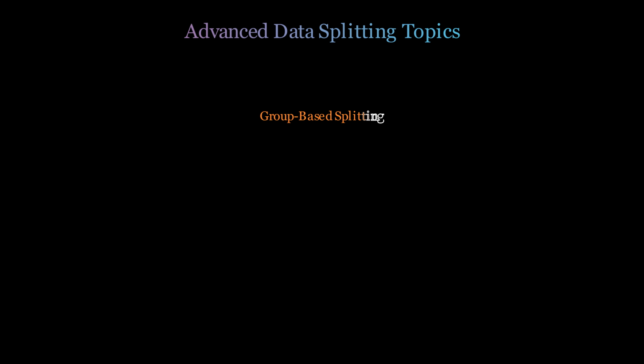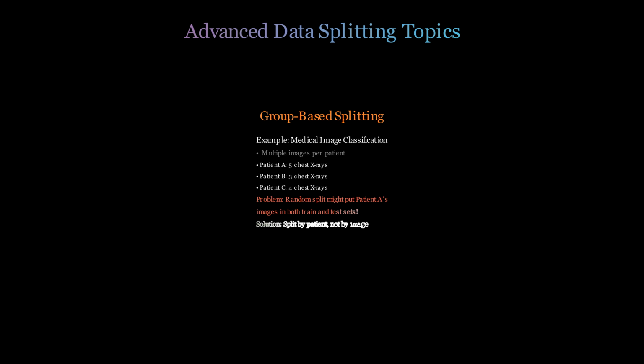Group-based splitting handles scenarios where data points aren't independent. In medical imaging, you might have multiple X-rays per patient. Random splitting could put the same patient's images in both training and test sets, leading to data leakage. The solution is to split by patient groups, ensuring no patient appears in multiple splits.